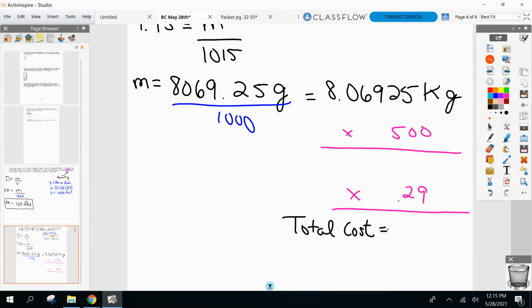And then nearest dollar. $1,170 for my cost.